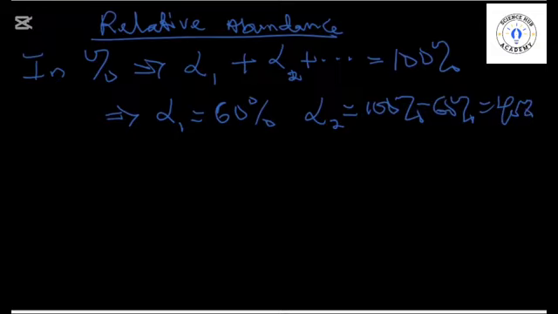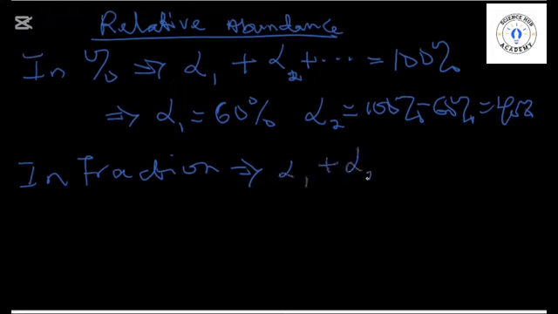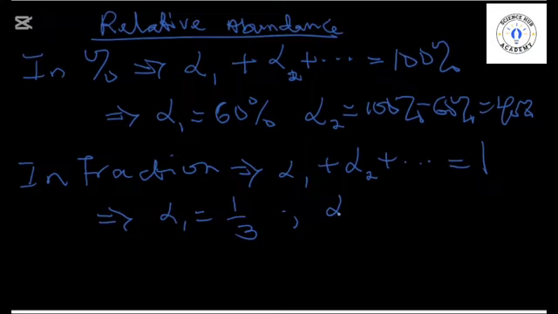So if I have other cases like that, you should know that the summation of all of them is 100%. But if it is in fraction, you should know that alpha 1 plus alpha 2 plus so on must be equal to 1. For example, if alpha 1 equals 1 over 3, then my alpha 2 will be 1 minus 1 over 3, which gives 2 over 3.